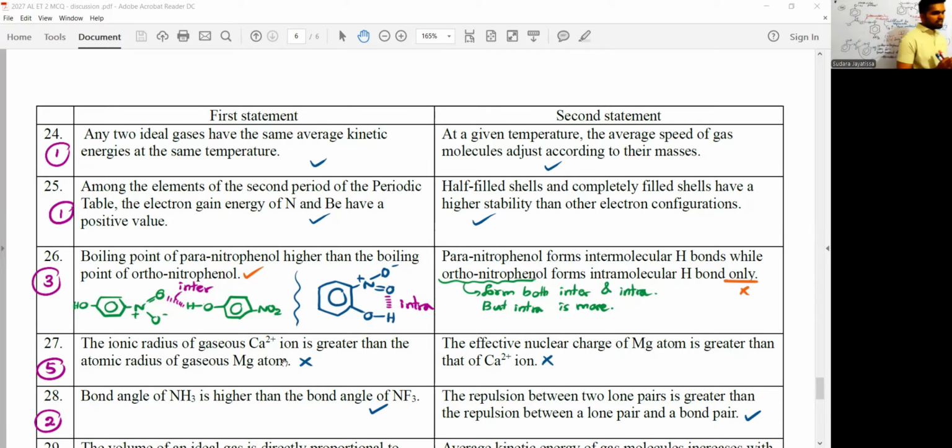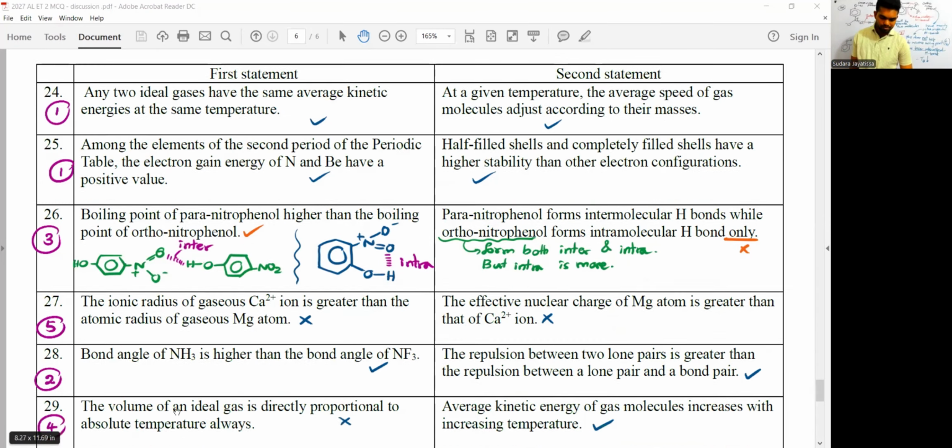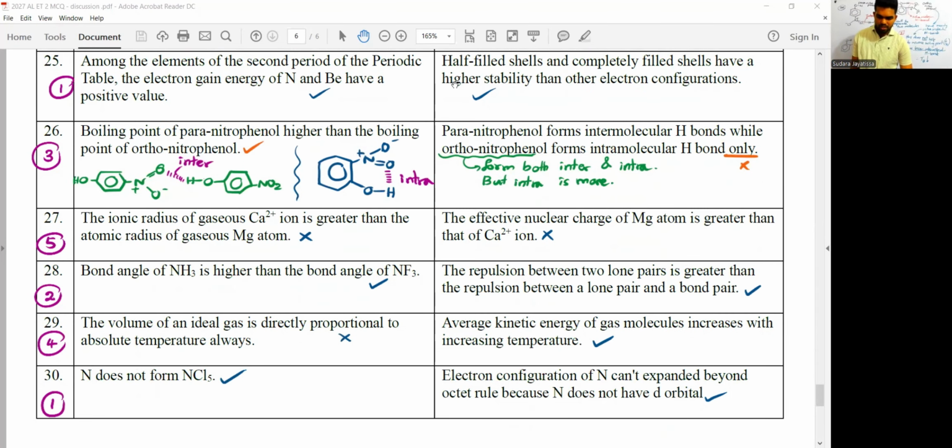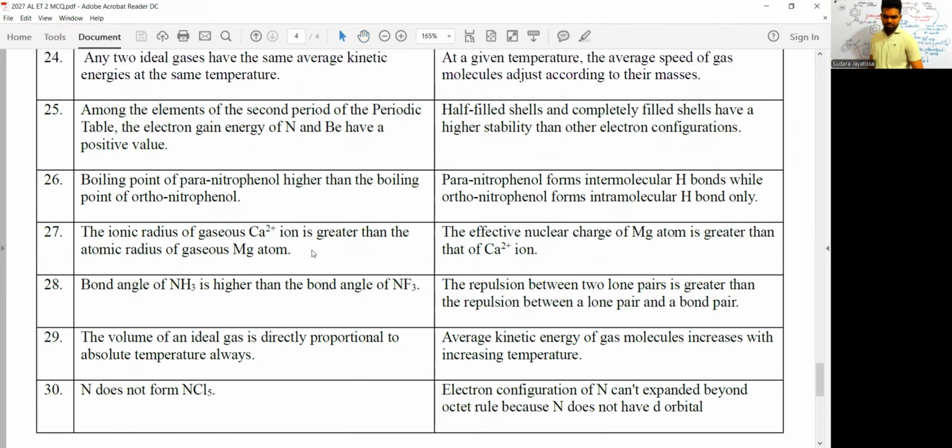So 26, first statement correct. It's true that para-nitrophenol is the one with the higher boiling point. But the reason is it having more intermolecular hydrogen bonding than the other. Ortho-nitrophenol can form intermolecular also, but it mainly forms intramolecular because of the close proximity of the OH and NO2 groups. Understood, Lama? Now let's move to the 27th statement.